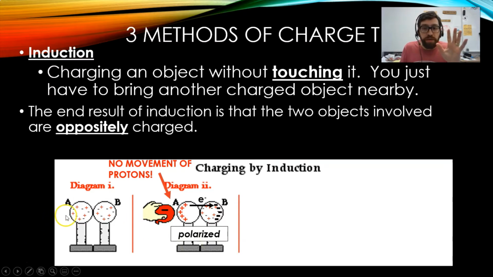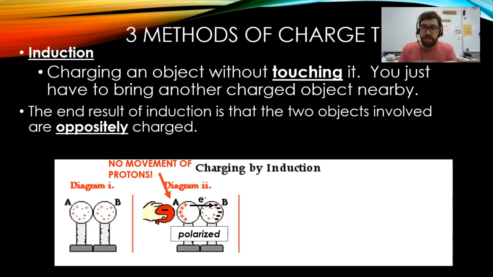We need to understand that the reds here are the protons. They stay put. Why do they stay put? Because remember, they're in the nucleus, glued in with that strong nuclear force. The only thing that's going to travel is the electrons, and they either go away from the negative, because those are like charges, or toward the positive, because those are opposite charges.